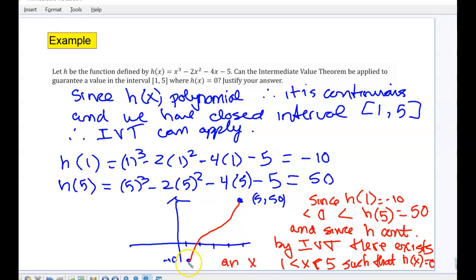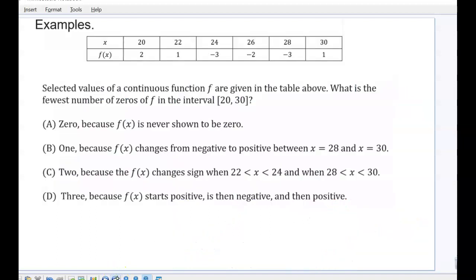I have one value below the x-axis, and I have another value above the x-axis. It has to take on every value in between, and it's asking us if there's a value where it takes on 0, and of course it does. Okay, let's take a look at another example.